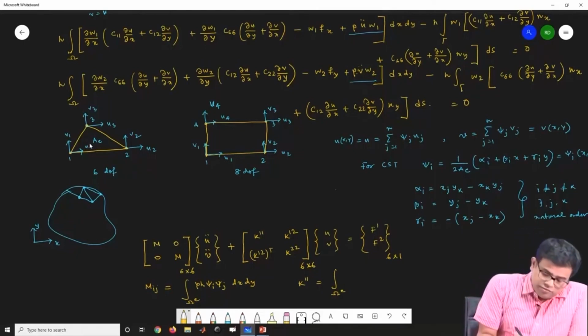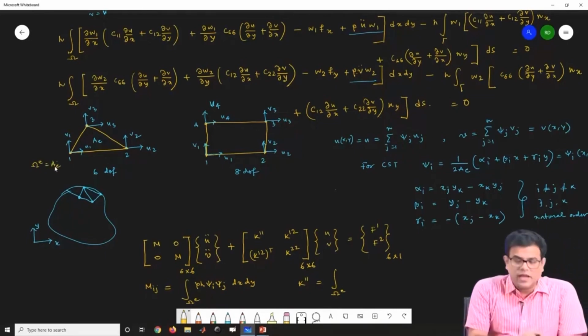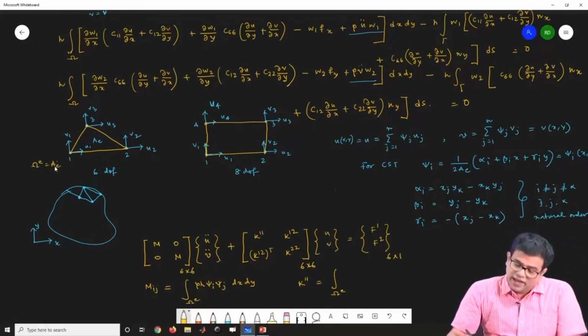elemental area. So, omega e is essentially AE, the area of that element. So, over the area integral.